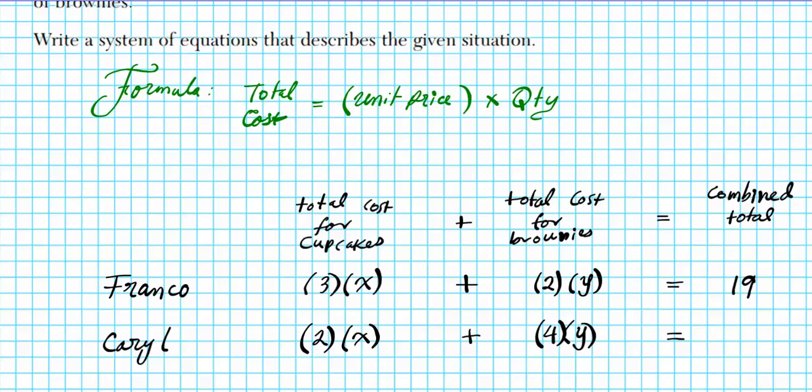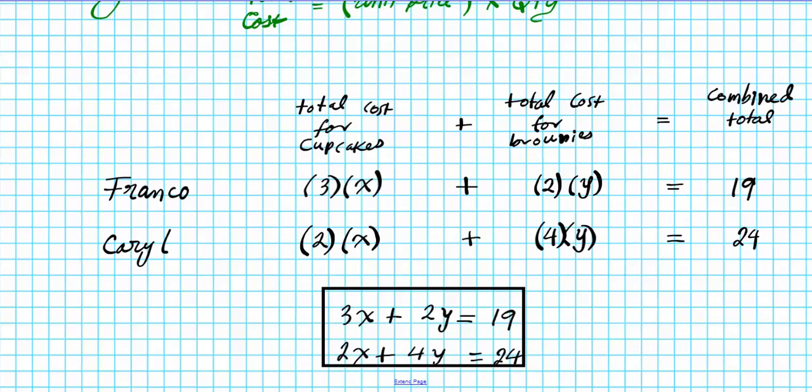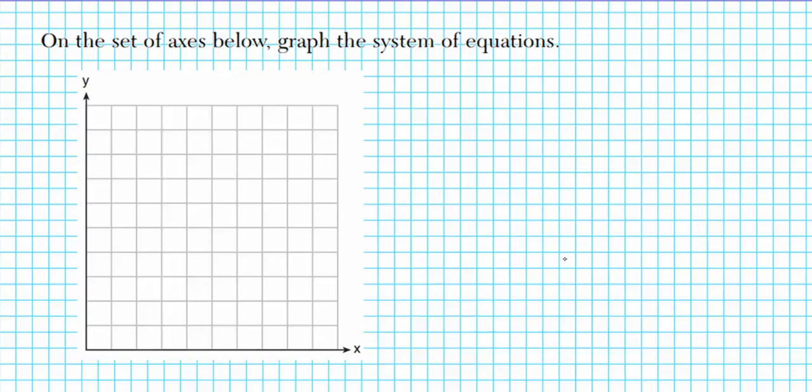And she spent a total of $24. Okay? So the system of equations that describes the situation is 3x plus 2y equals 19 and 2x plus 4y equals 24. All right, so this is the system of equations that describes the situation. Let's look at the second question. It says, on the set of axes below, graph the system of equations.